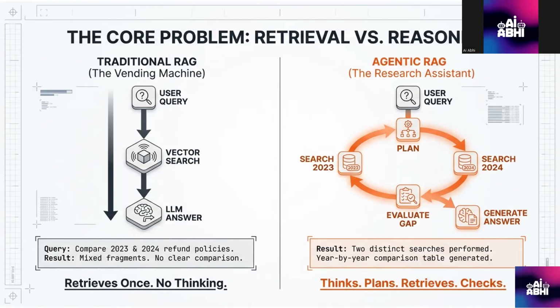So that's the difference between traditional RAG that retrieves, and agentic RAG that thinks, then retrieves, then checks, then retrieves again if needed. It is a RAG with a brain.